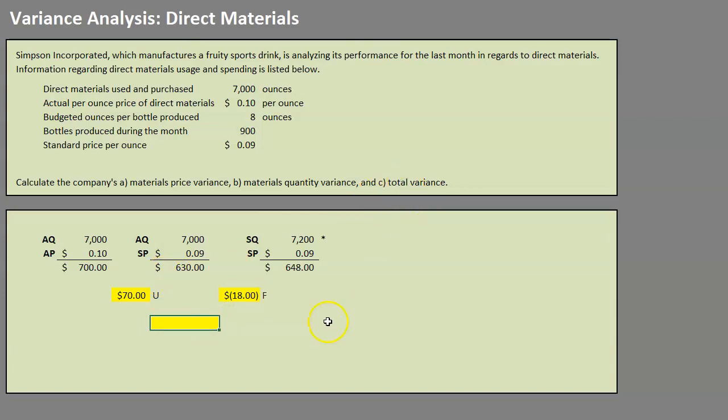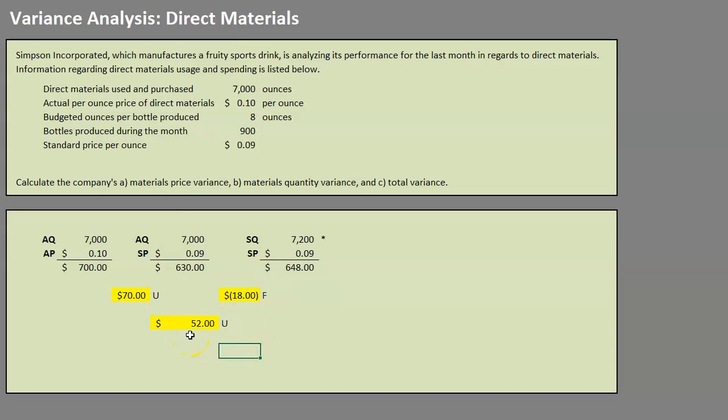The last one that we want is the total variance. There is actually two ways of taking a look at the total variance. The first way is just to take a look at the two sides. So 700 minus 648. So we see a $52 variance. The amount we budgeted, the standards, are on this side. The actuals are on this side. The amount we budgeted was 648. We spent 700. So we spent more than what we budgeted. That would be unfavorable. $52 unfavorable for that one.